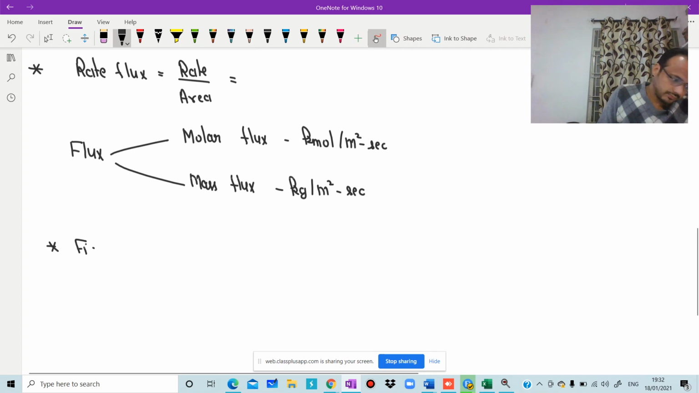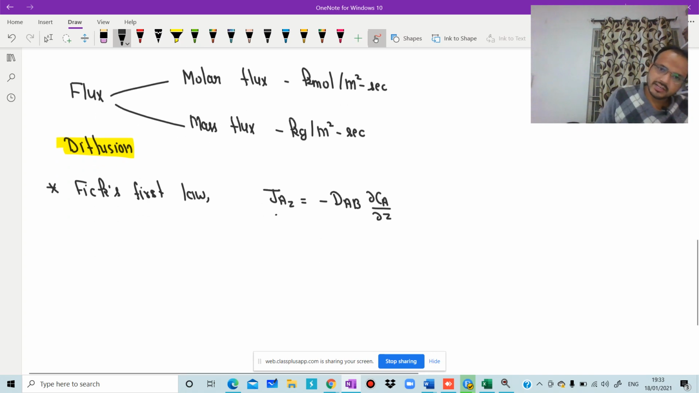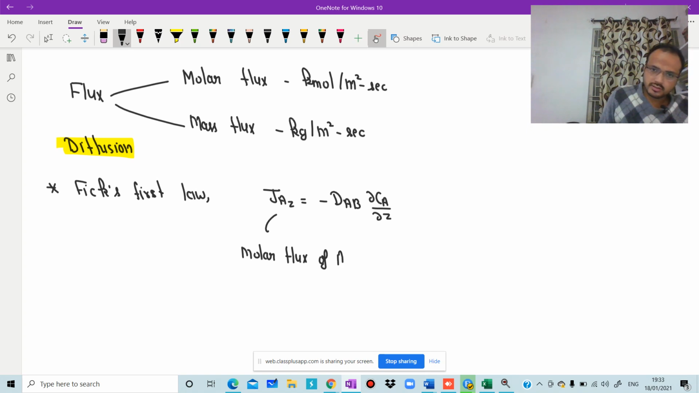Fick's first law. Now diffusion is going to start. JAZ is equal to minus DAB del CA by del Z. JAZ is the molar flux of A in Z direction.